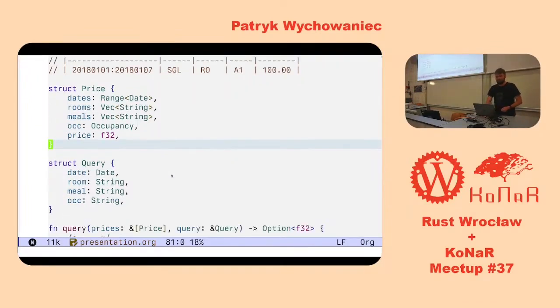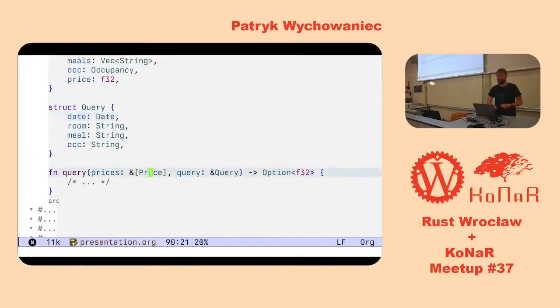And then you have some query. So for some date, some room, meal, and occupancy, you would return the price. Basically, the whole application boils down to this single function, which takes some prices and some query, and returns you some price if it matches, or none if there is none.